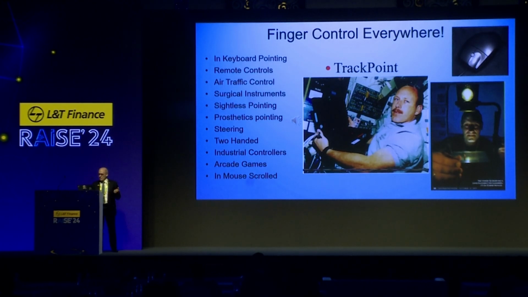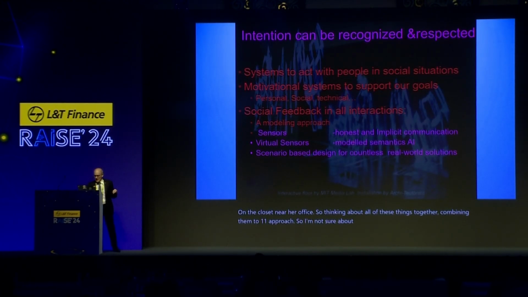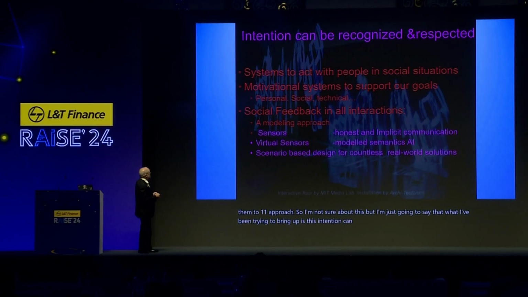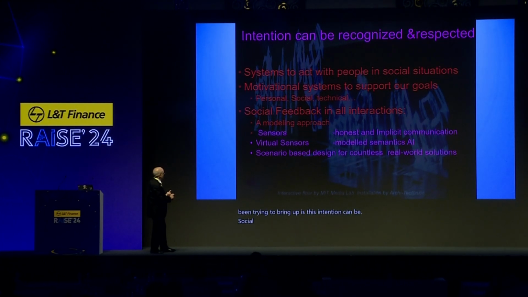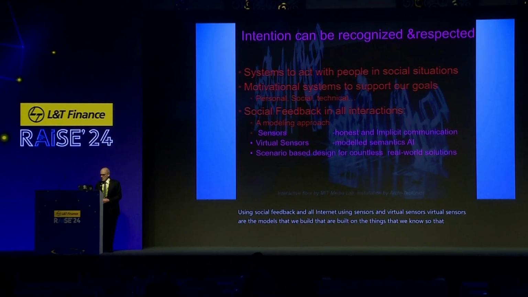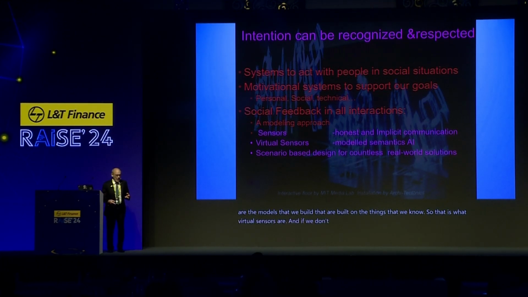So I'm not going to say more about this, but what I've been trying to bring up is that intention can be recognized and respected. Systems act in social situations, and we have to make our systems support our goals using social feedback in all interactions, using sensors and virtual sensors. Virtual sensors are the models that we build that are built on the things that we know. So that is what virtual sensors are. And if we don't think about the scenario, how the person and the system work together, the person and the other person even, we will not make something that works well.